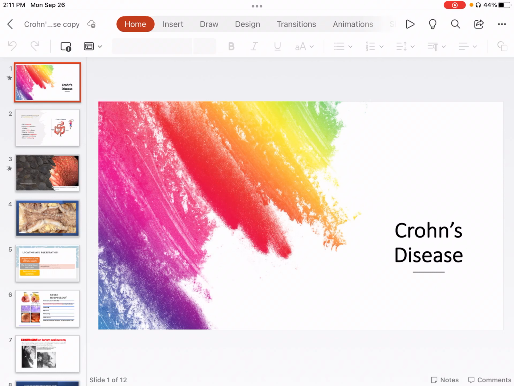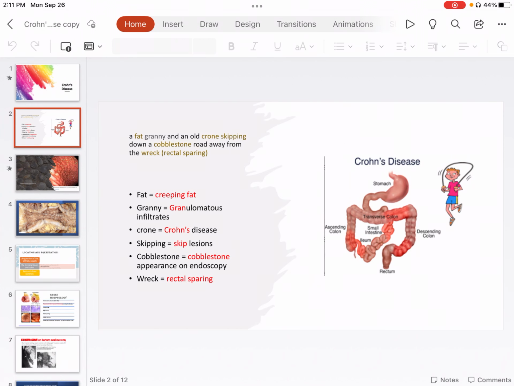Hello everyone, welcome back. Our today's topic is Crohn's disease. There is a very famous mnemonic related to Crohn's disease. A fat granny and an old crone skipping down a cobblestone road away from the wreck.